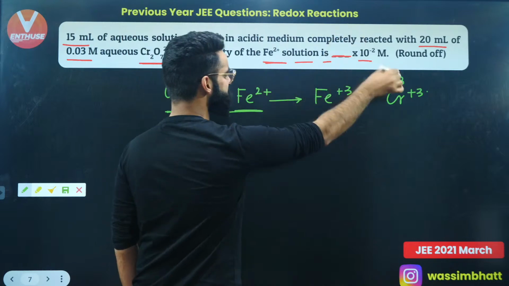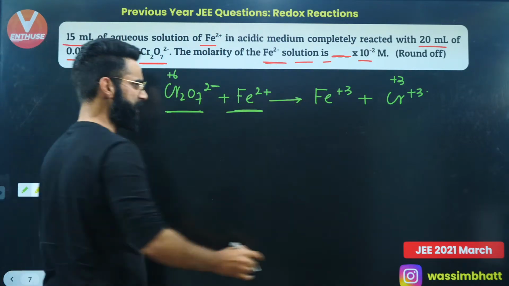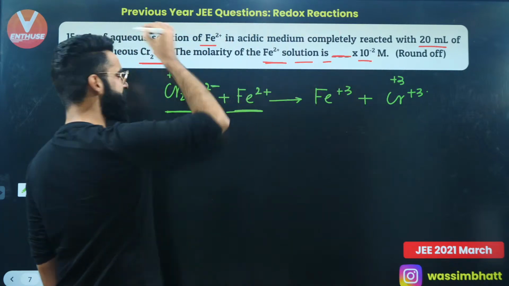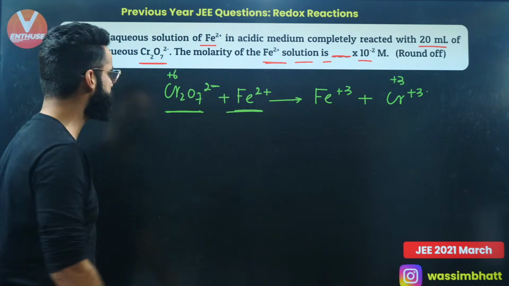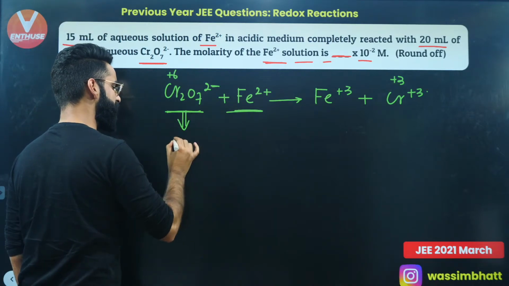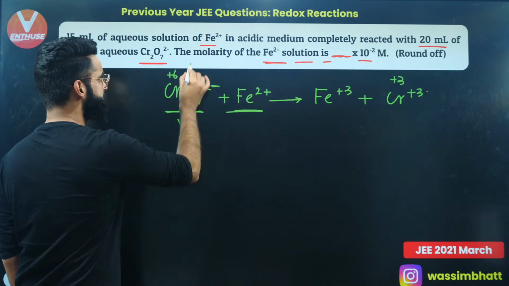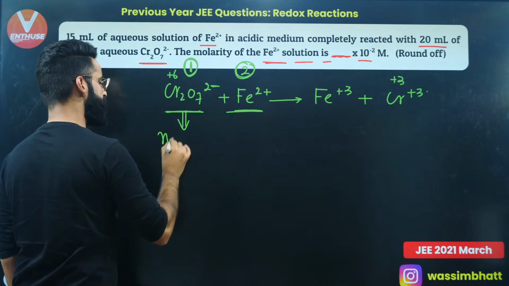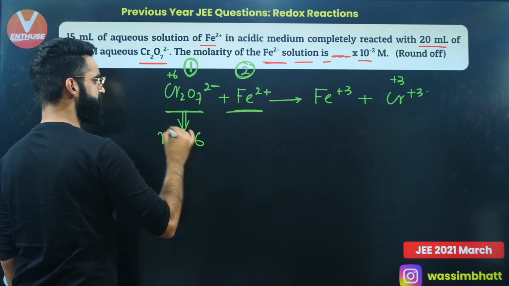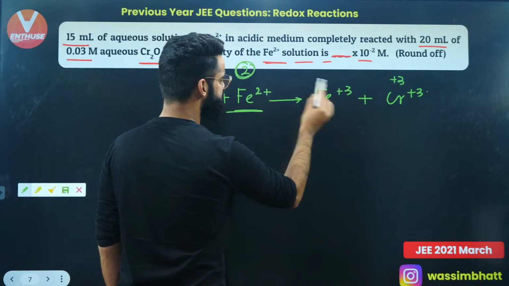So +6 to +3, what is the change? The change in the oxidation state of chromium is going to be final oxidation state of chromium minus initial. The value comes out to be 3. 3 is the change in the oxidation state for one atom of chromium, but I have 2 atoms, so 3 2s are 6. So the N factor of Cr2O7 2- came out to be 6. What about the N factor of Fe2+? +2 to +3, what is the change?